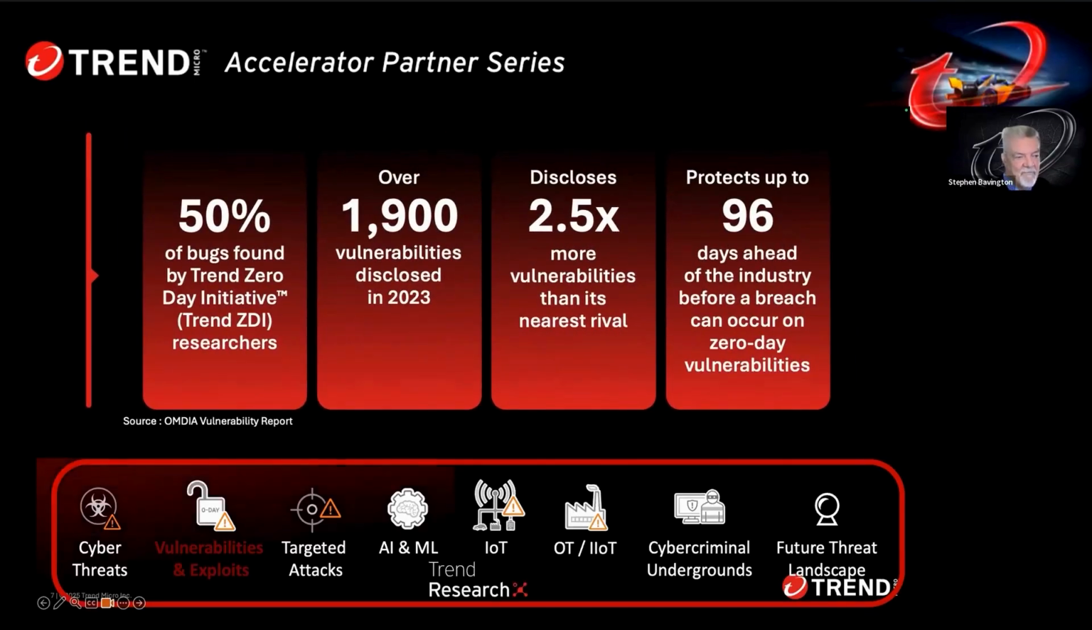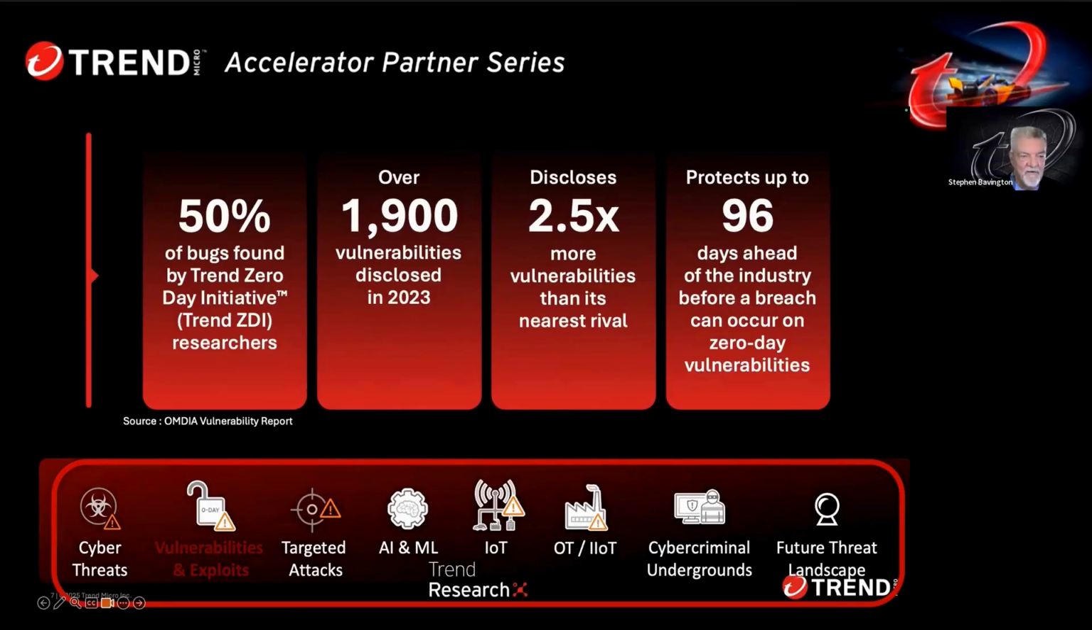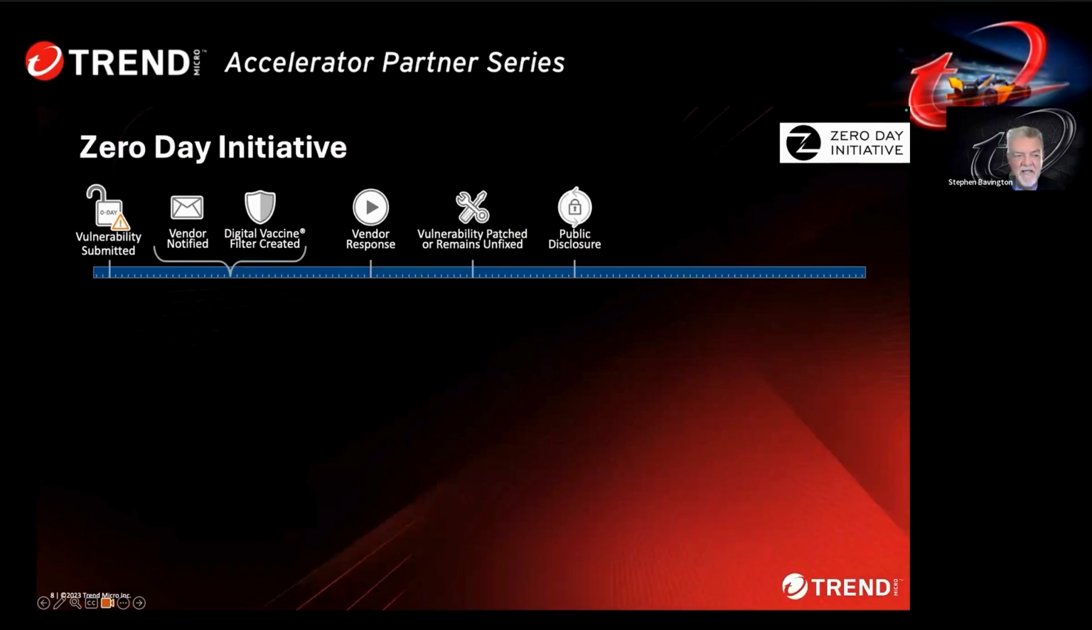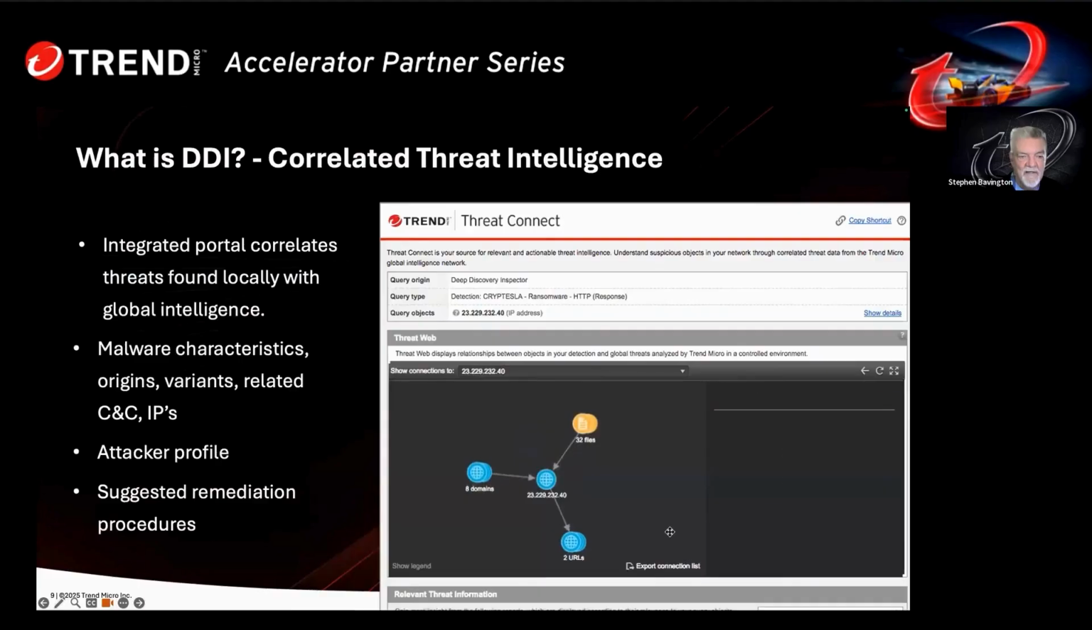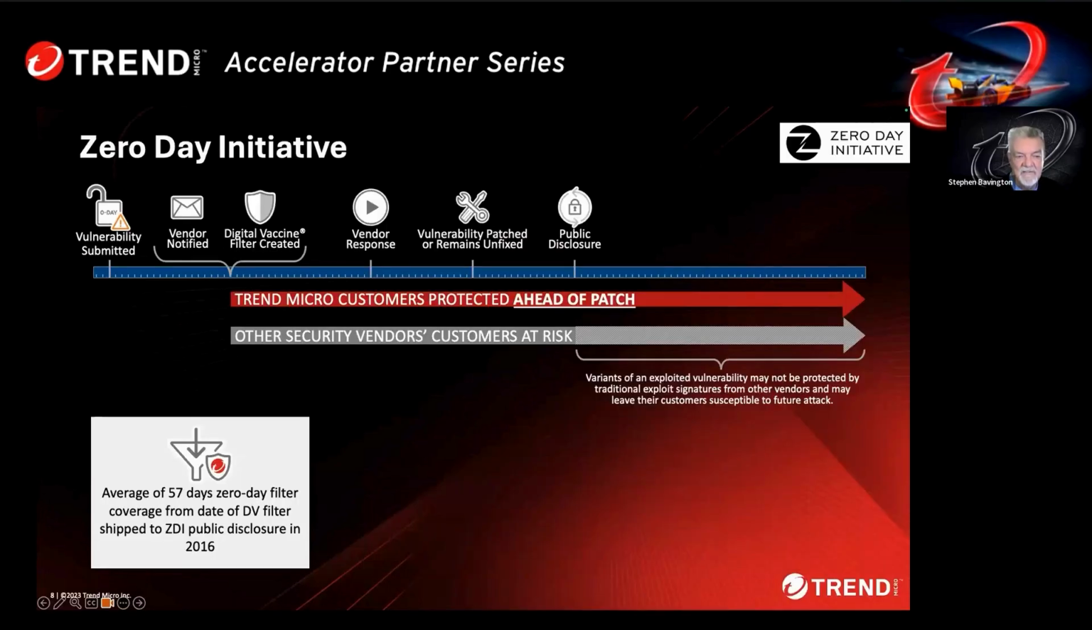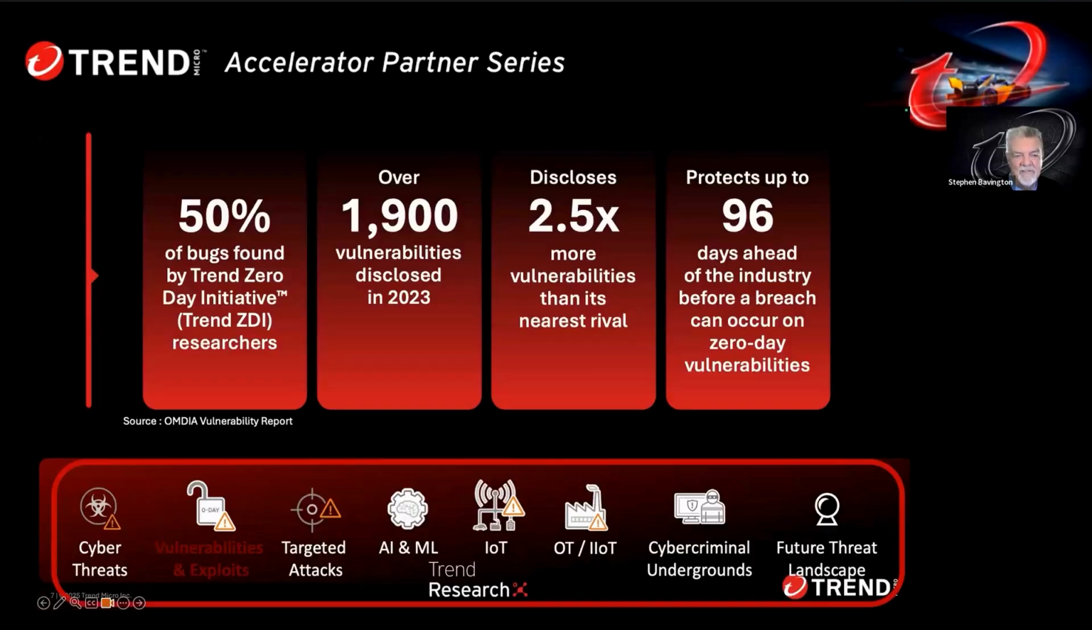Yeah, so 55 bugs, 50% of the bugs are found. 1,900 vulnerabilities disclosed in 2023. It's 2.5 times more discoveries than our nearest rival. And we're typically up to 96 days ahead of the industry before the breach can occur. Now, why this is kind of important: 96 days seems to be a long time. It's great that it happens like this, but when it's dangerous is the 24 to 72 hours ahead of the attack.